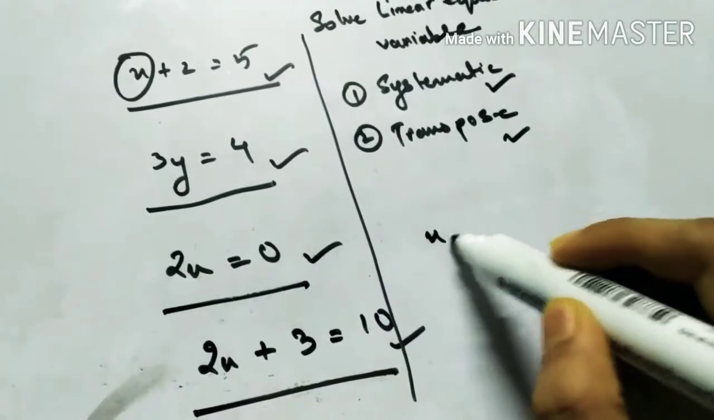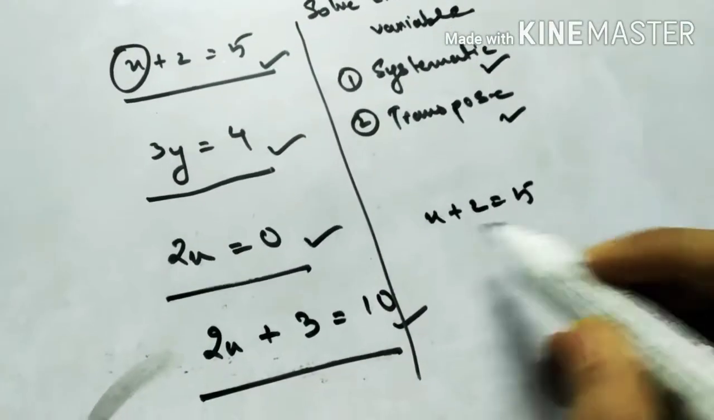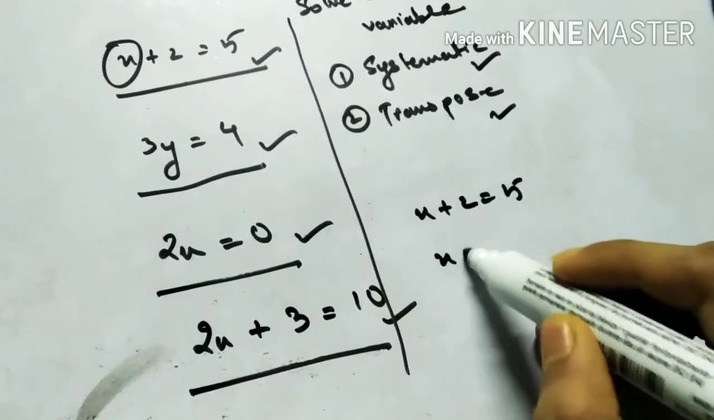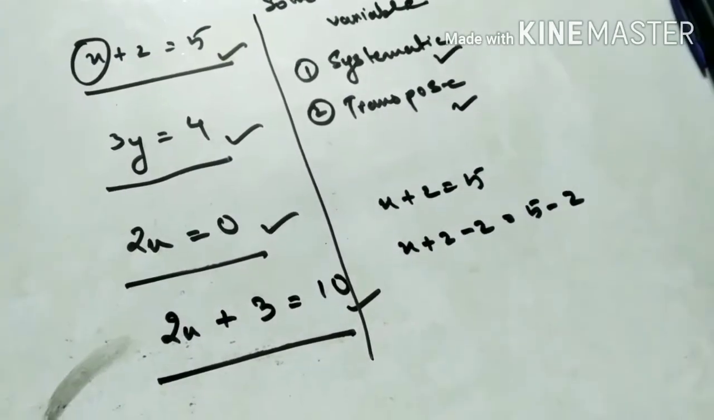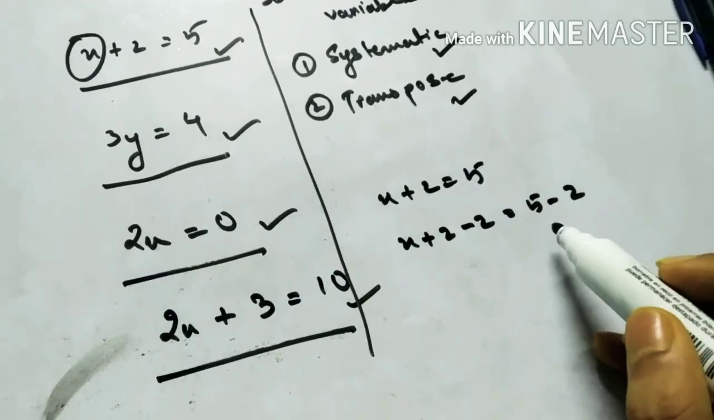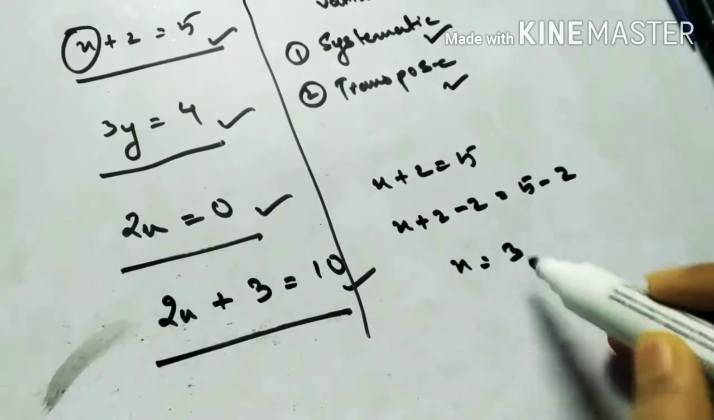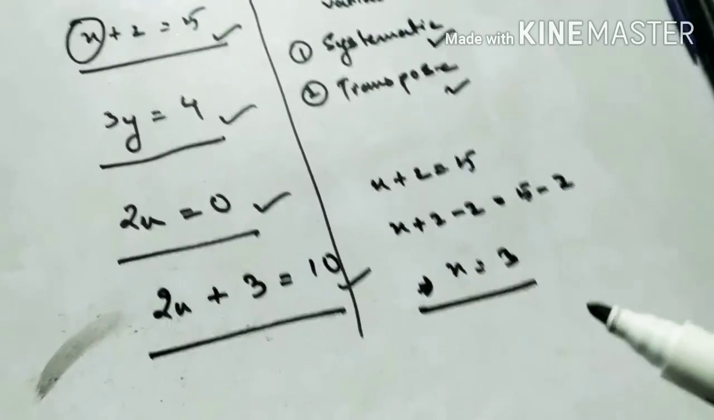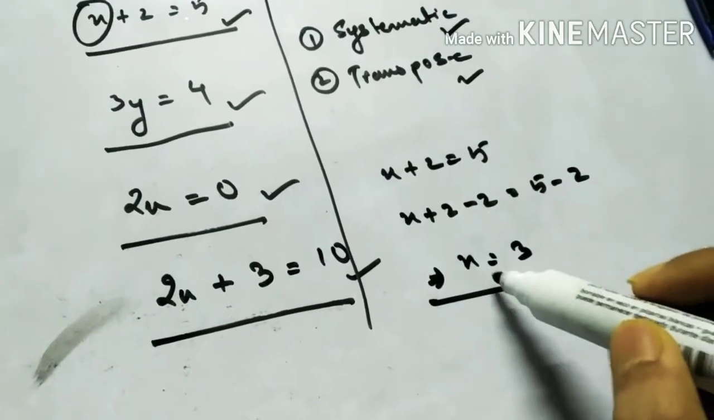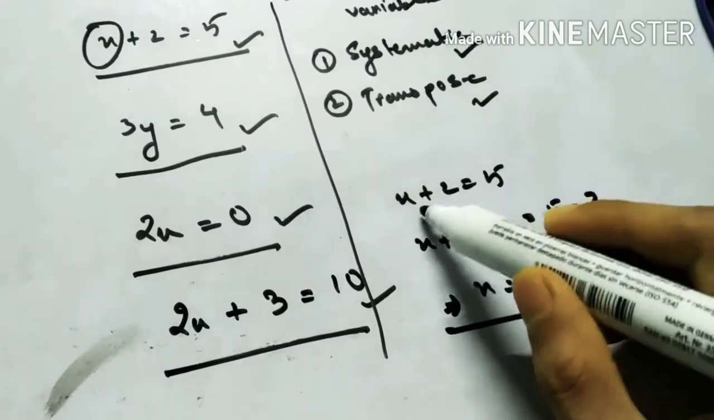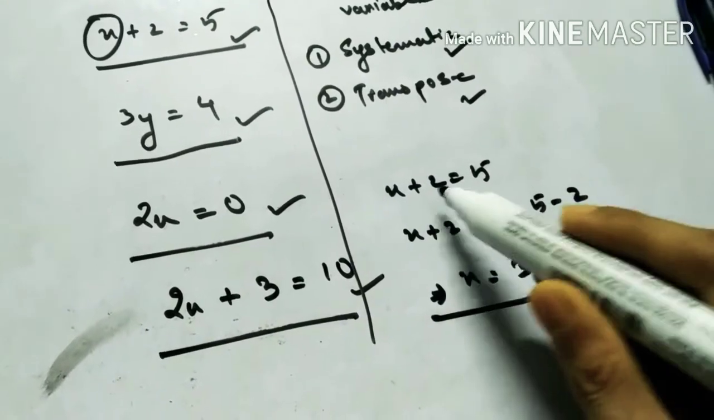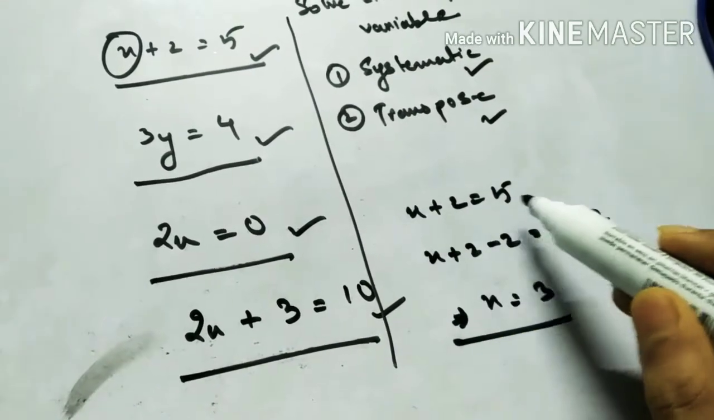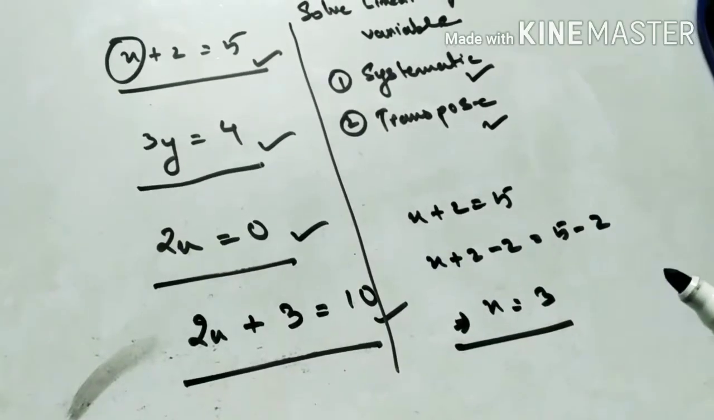So if I want to solve the equation x + 2 = 5 by the systematic method, what I will do: x + 2 - 2 = 5 - 2. Both sides I will subtract by 2. So I will get x = 3. This 3 is called the root of the equation x + 2 = 5. So this thing we have already learned.